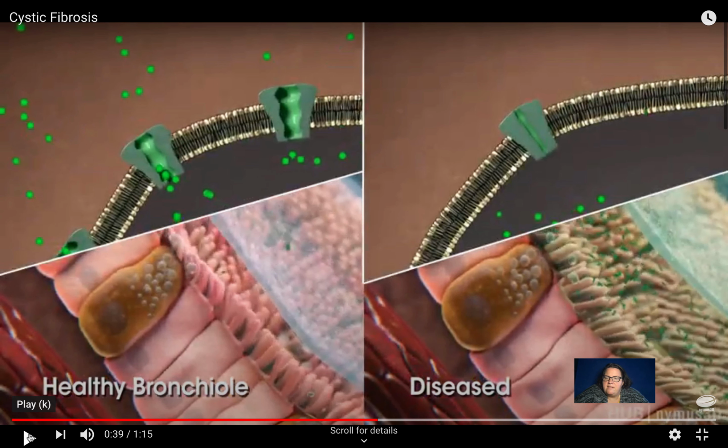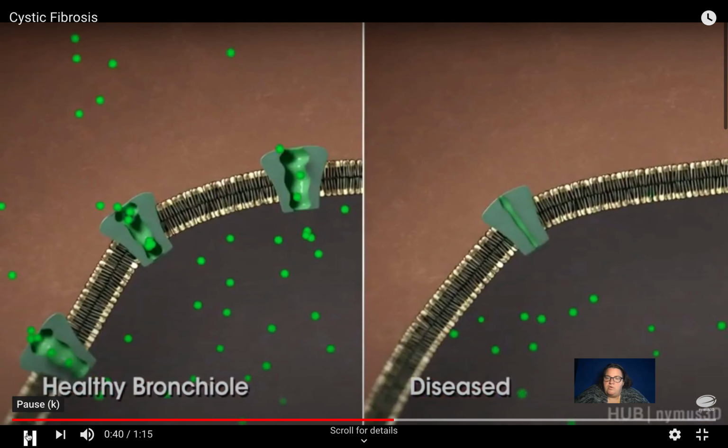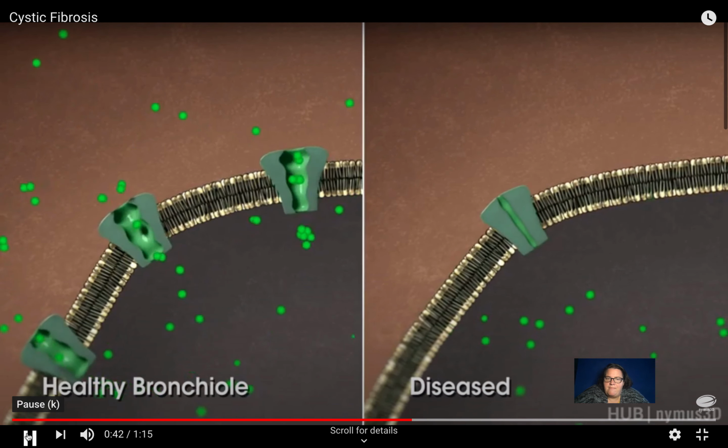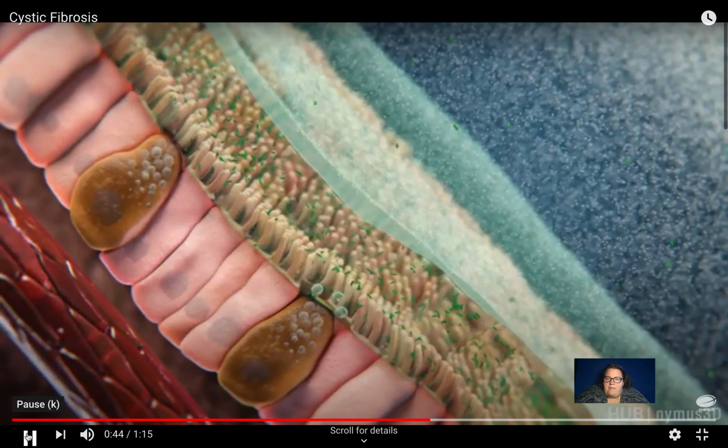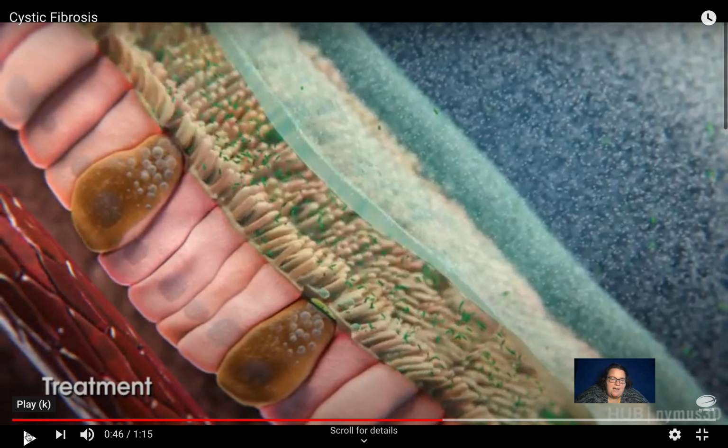Let's look at the situation where the chlorine channel's there, but it doesn't work. It's not opening up, or you're supposed to have 3 channels per every section of membrane that you're looking at, and you only have 1. So that happens sometimes. So chlorine is going to build up, and watch what's going to happen to that water.